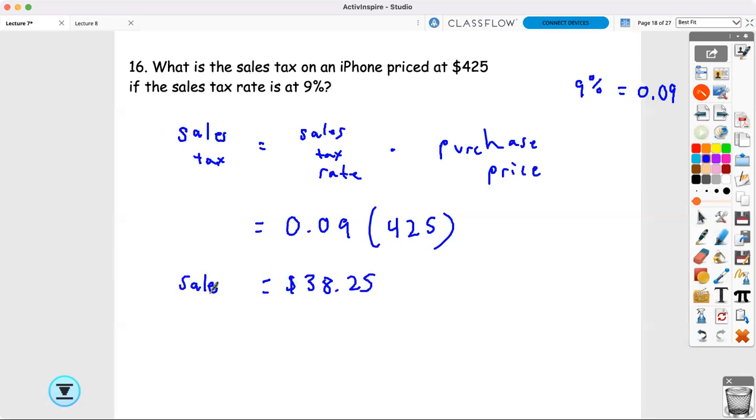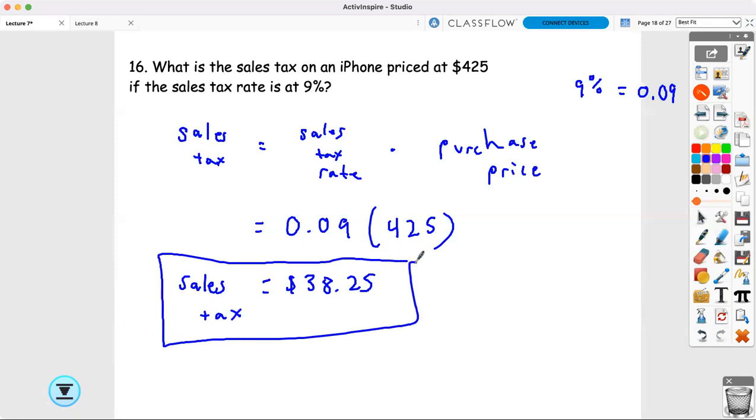Now, am I done, or are they asking me to do more? Remember, you got to know what the question's asking you and when to stop, when not to stop. They're just asking for the sales tax. And did we find that? Yes. All right, would anyone need more time to copy this problem down? Okay, let me know when you're good to go.